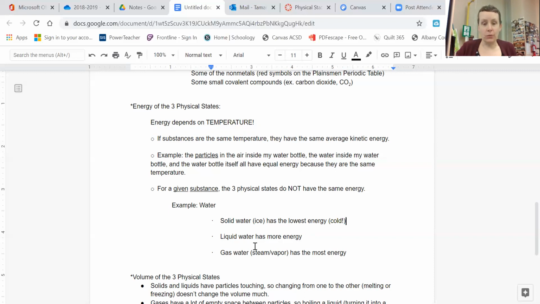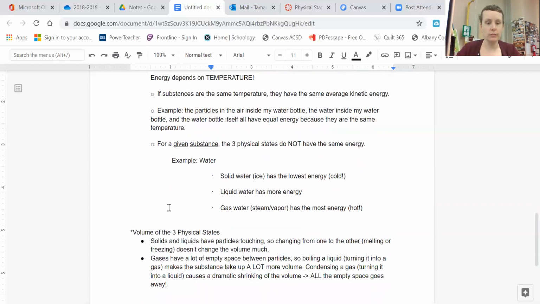Then you get to gas water, which we call steam or vapor, and that has the most energy, and that's because it's hot, okay? So as we go from cold to hot, you get more energy. So just keep that in mind. It's not about solid, liquid, gas, it's about temperature. If I have a solid, a liquid, and a gas at the same temperature, it's the same energy. But if I have a solid, liquid, and gas and it's cold to hot, then I'm getting more energy.